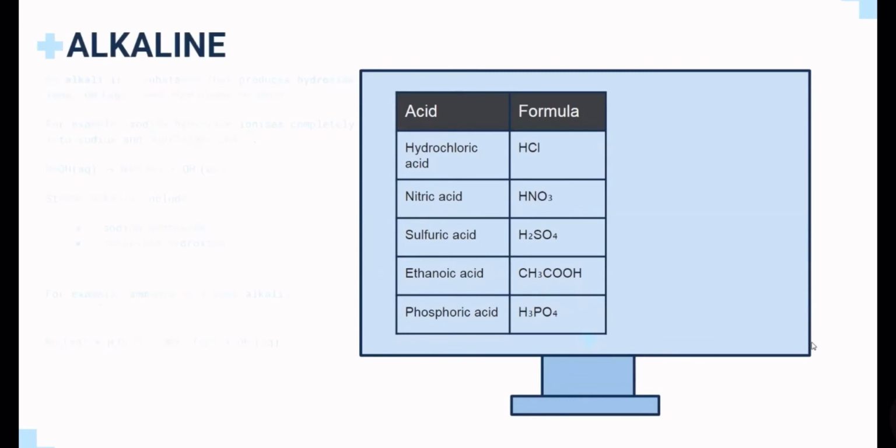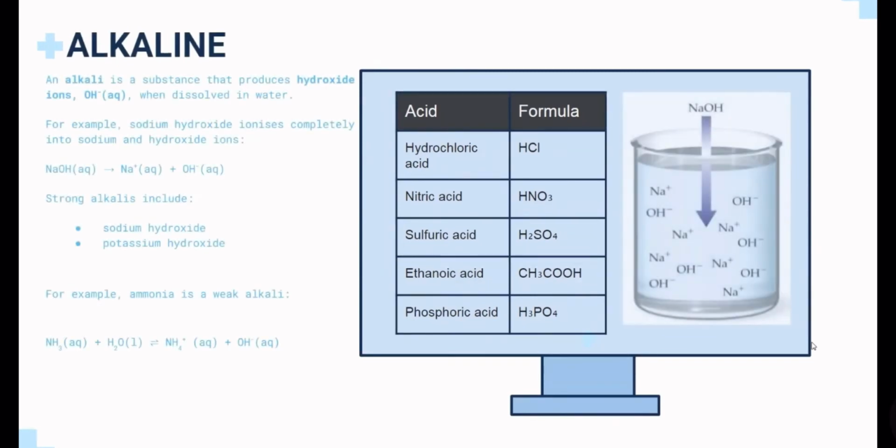Next is alkali. An alkali is a substance that produces hydroxide ions when dissolved in water. For example, sodium hydroxide ionizes completely into sodium and hydroxide ions, and there's the equation. Sodium hydroxide is one of the strong alkalis, and also strong alkalis include potassium hydroxide. But for example, ammonia is a weak alkali, and this is its equation.